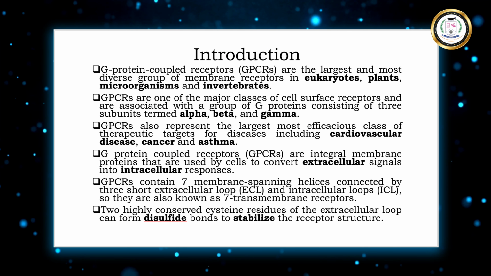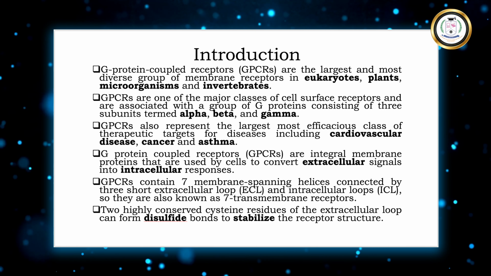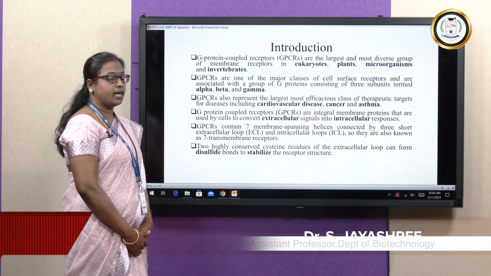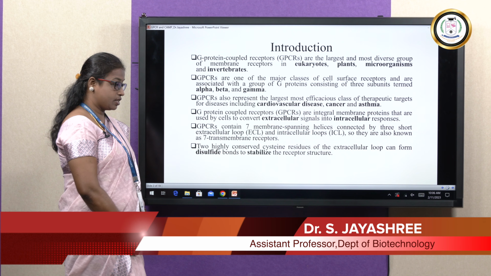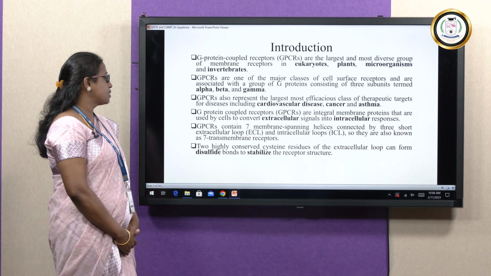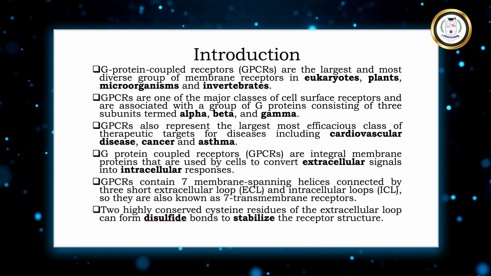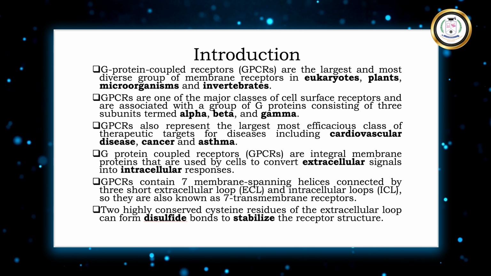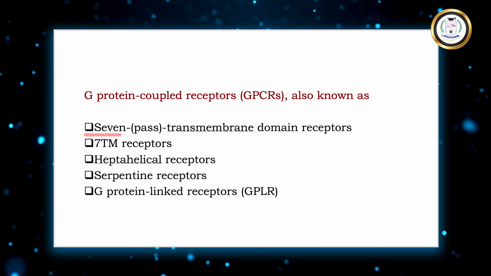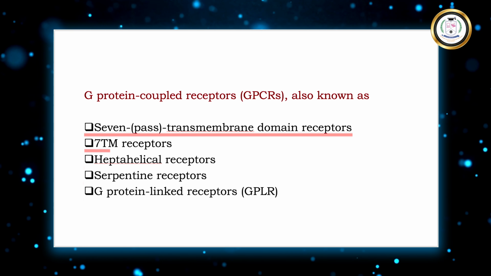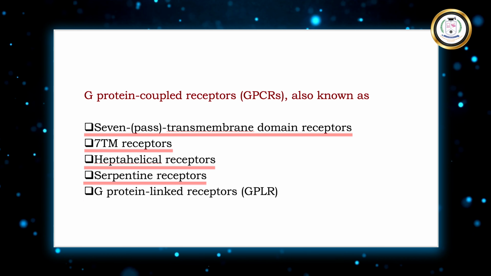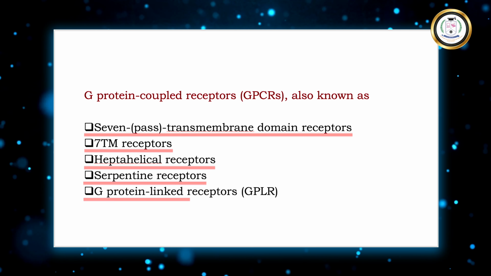GPCRs are integral membrane proteins that convert extracellular signals into intracellular responses. They contain 7 membrane-spanning helices connected by 3 short extracellular loops and intracellular loops, so they are also known as 7 transmembrane receptors. Two highly conserved cysteine residues help to stabilize the receptor structure. G-protein coupled receptor is also called 7-pass transmembrane domain receptor, 7-TM receptor, heptahelical receptor, serpentine receptor due to its snake-like structure, and also called G-protein linked receptor.